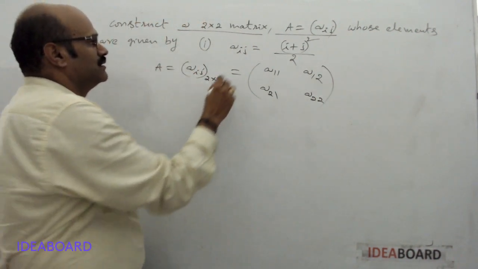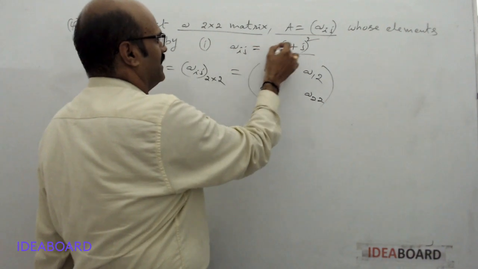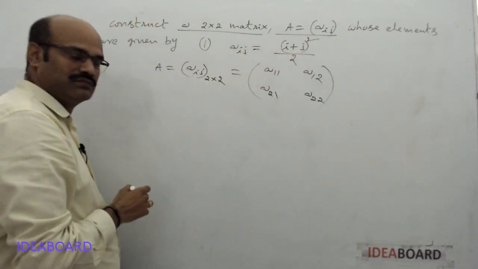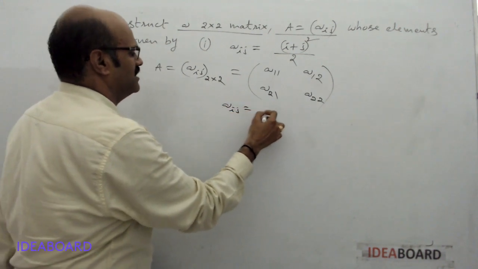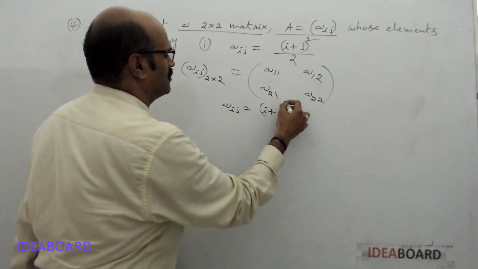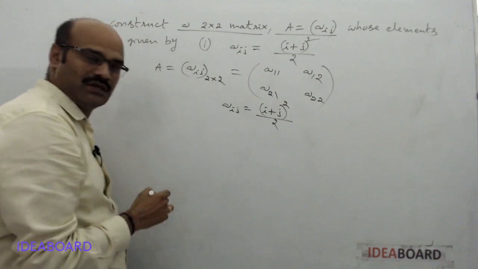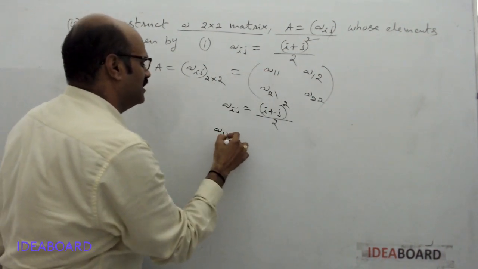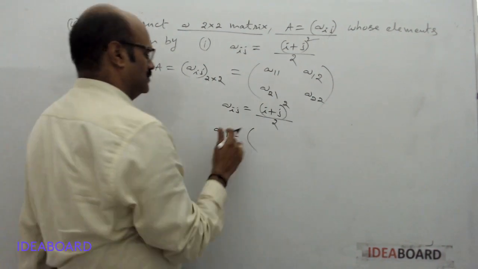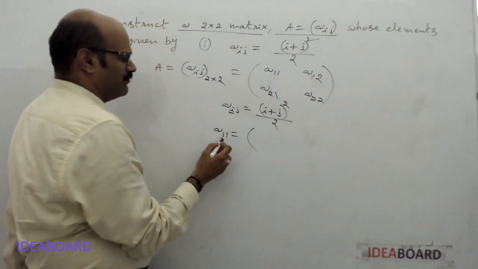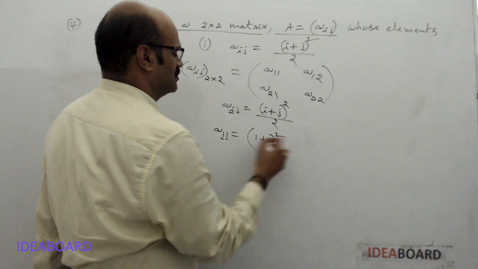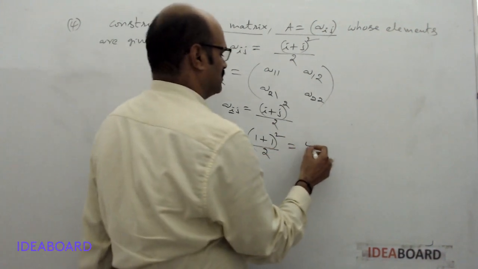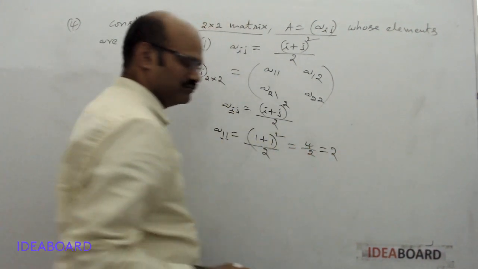Now Aij equal to (i plus j) whole square by 2. So it is given that Aij equal to (i plus j) whole power 2 whole by 2. Now A11 equal to, here i equal to 1, j equal to 1. So (1 plus 1) whole square by 2. So 2 square 4 by 2 equal to 2.